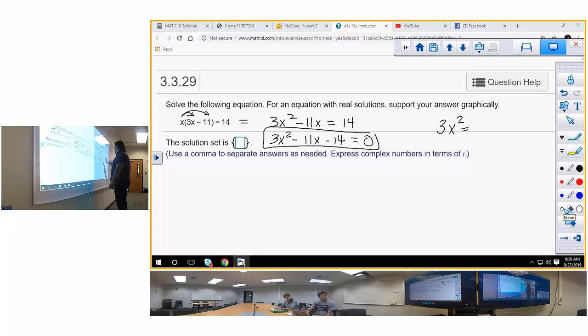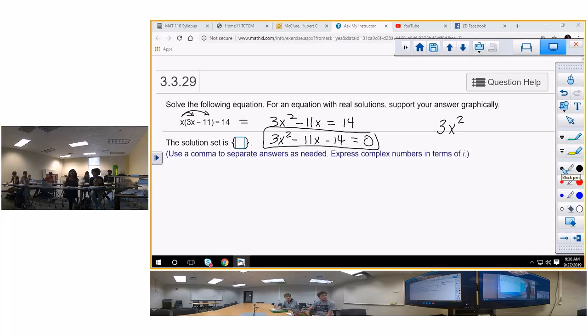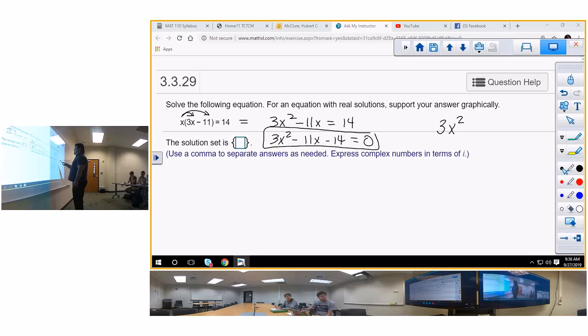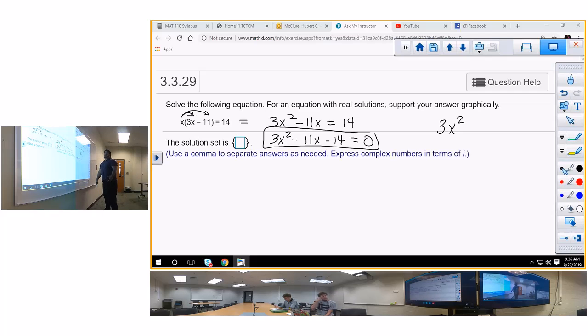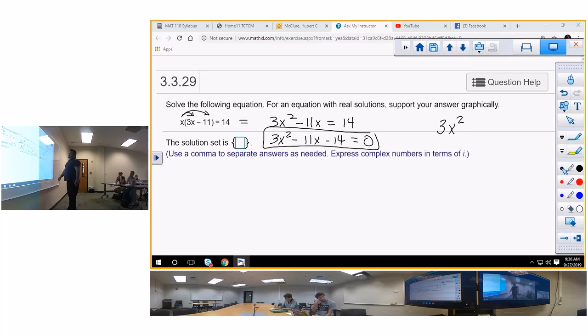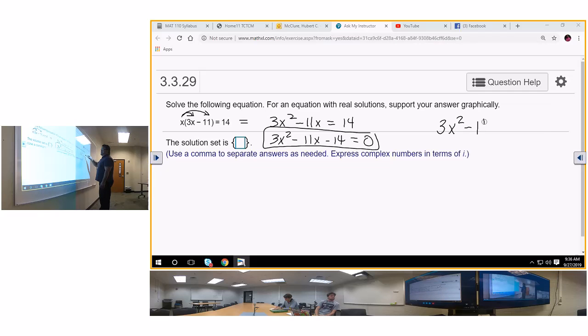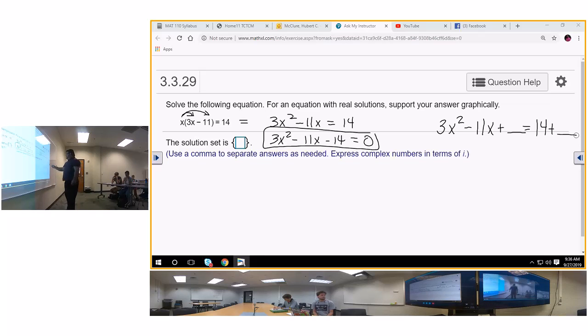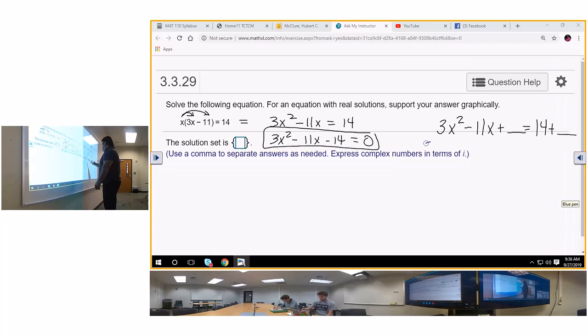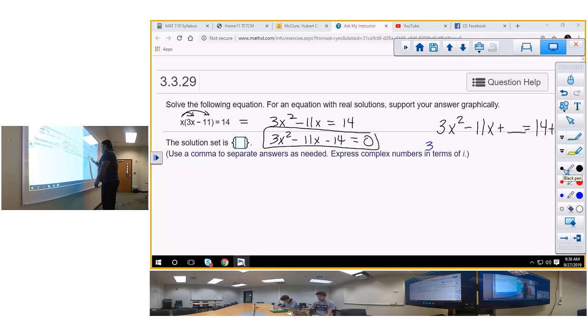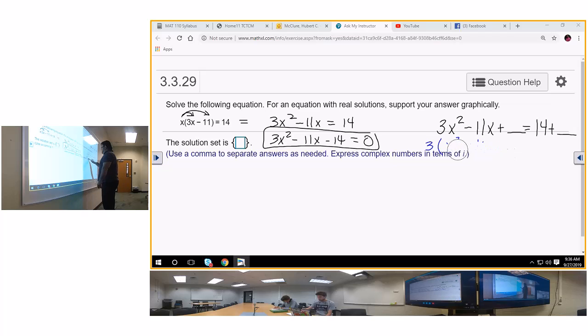Where did we leave off the other day? A 4 or 5? We did a 5. Okay, well then we're ready to go then. So this is a number 6, a 5 or a 6. So I'm going to do 11x plus blank is equal to 14 plus blank. I'm going to factor out a 3, and I'm going to do that in blue. And that's going to give me x squared minus 11/3 x plus blank. It's supposed to be a black.